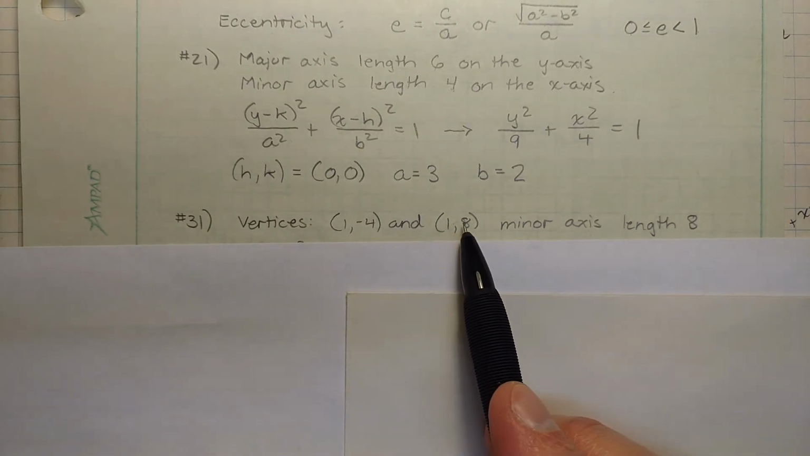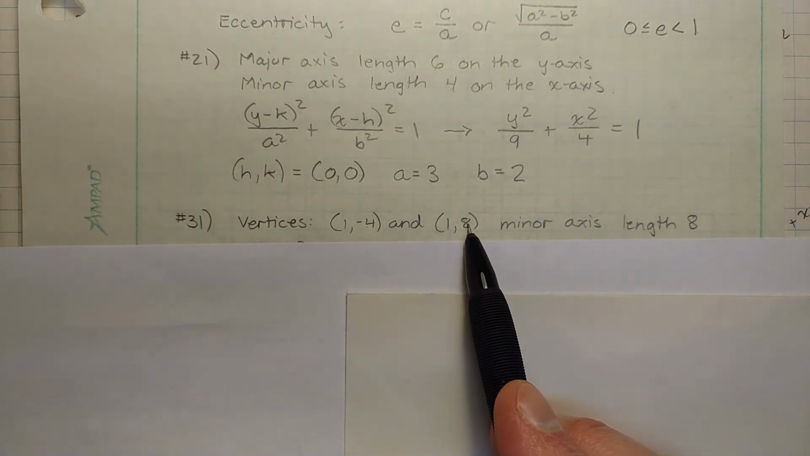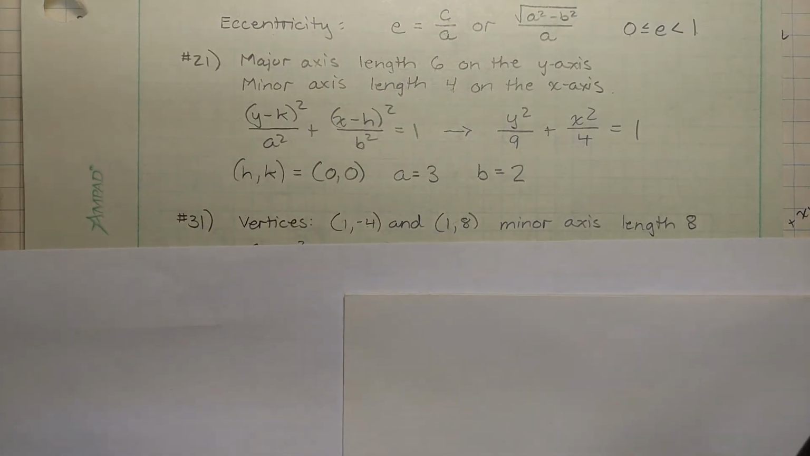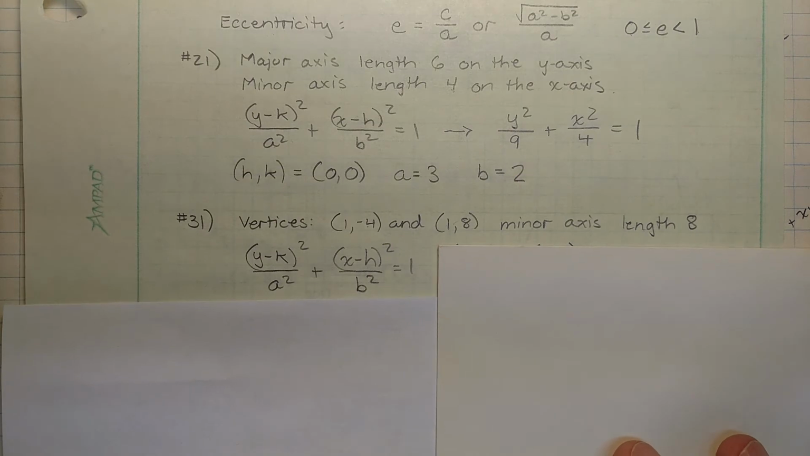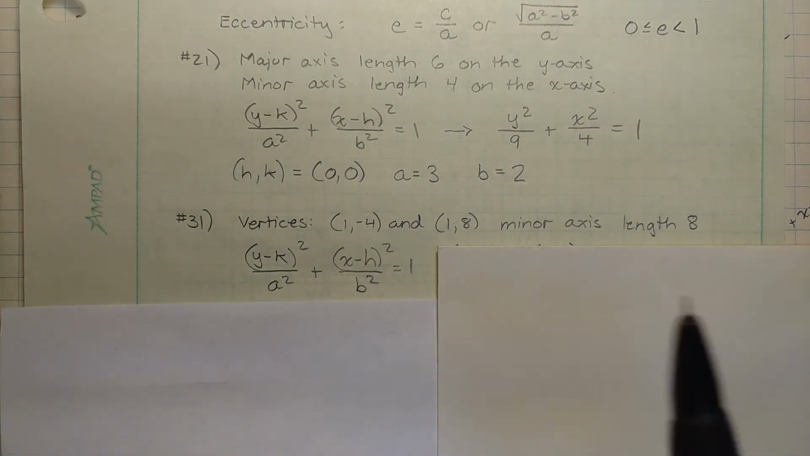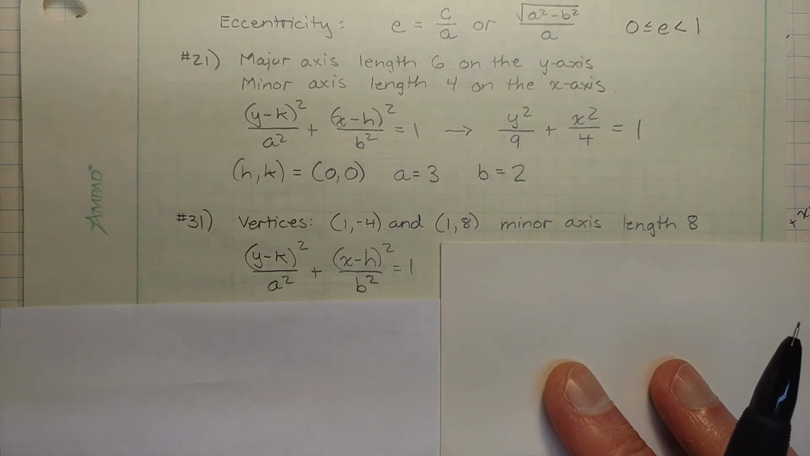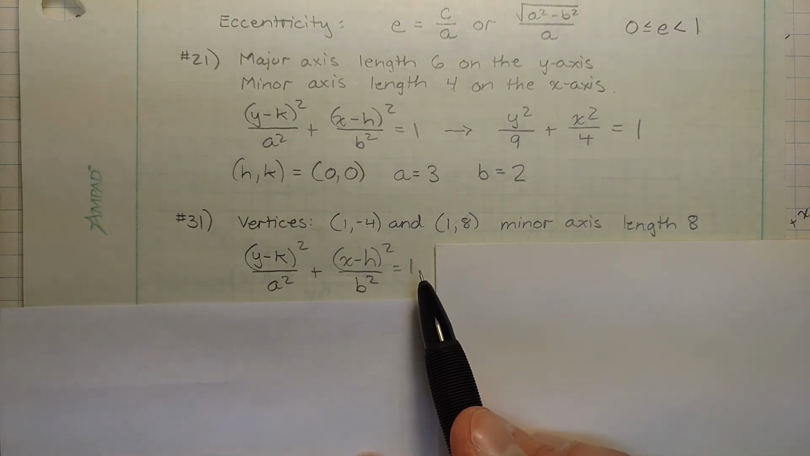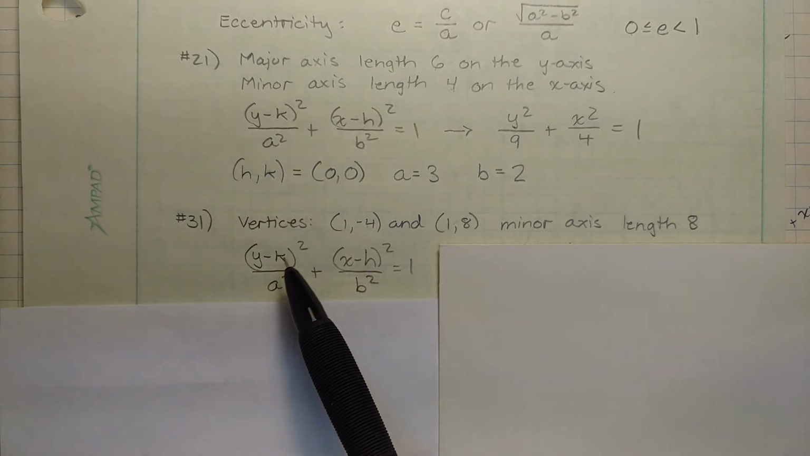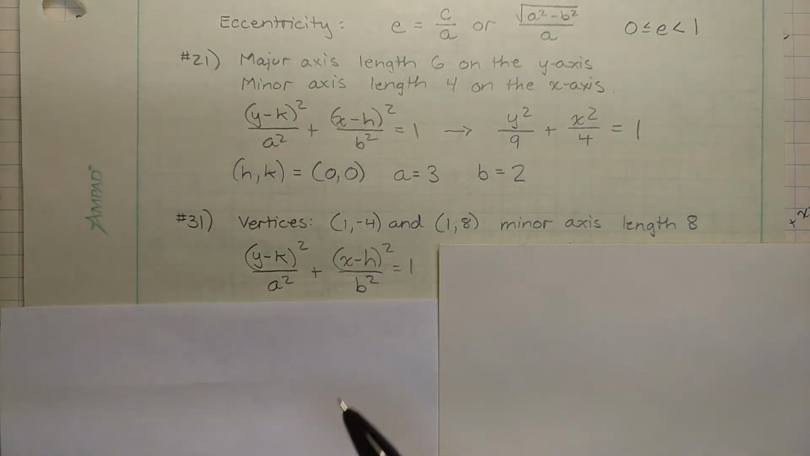Notice it is the y coordinate here that is changing. The x stays the same, so it's a vertically oriented ellipse. So I know to grab our equation for vertically oriented ellipses. Then I'm going to go ahead with this, and in order to fill this in, I have to identify my h, my k, my a, and my b.